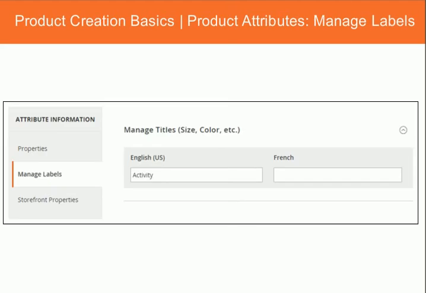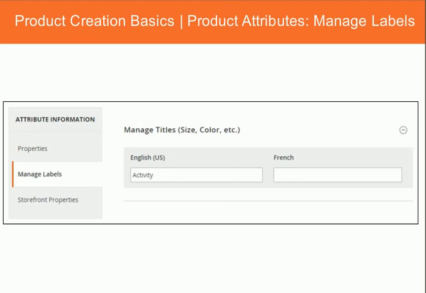The second tab used during attribute creation, Manage Labels, lets you specify the name of the attribute as it will be displayed on the storefront on product detail pages. This allows you to keep the name of the attribute in the admin separate and useful for admin users, while showing a customer a different, more applicable name on the storefront.